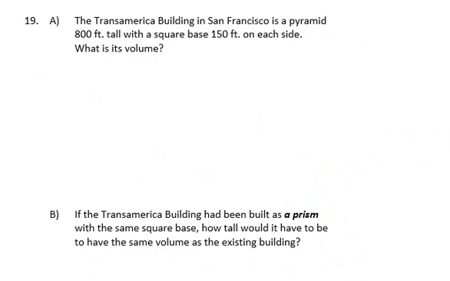Okay, so last problem, number 19. The Transamerica Building in San Francisco is a pyramid 800 feet tall with a square base of 150 feet on each side. What is its volume? So let's go ahead and write the equation for volume of a pyramid. It's area of the base times the height divided by 3. Since it's a square pyramid, and they told us that the base is 150 feet on each side, then the area of the base will be 150 squared, right? Because it'll be length times width, so it's the same number twice. And it says that the height of that pyramid is 800 feet.